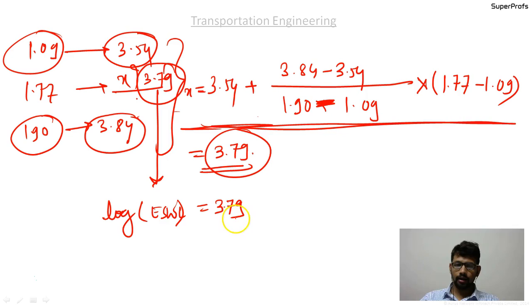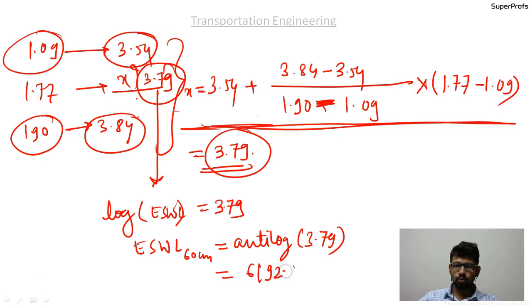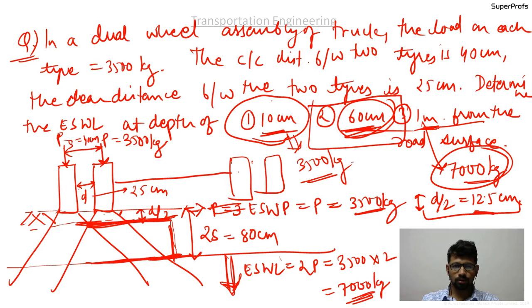Okay, and so the equivalent single wheel load at 60 centimeter depth is equal to antilog of 3.79, which is equal to 6192.29 kg. Okay, so I hope you people understood how we have reached this answer, 6192.29 kg. So you see that we were over here.